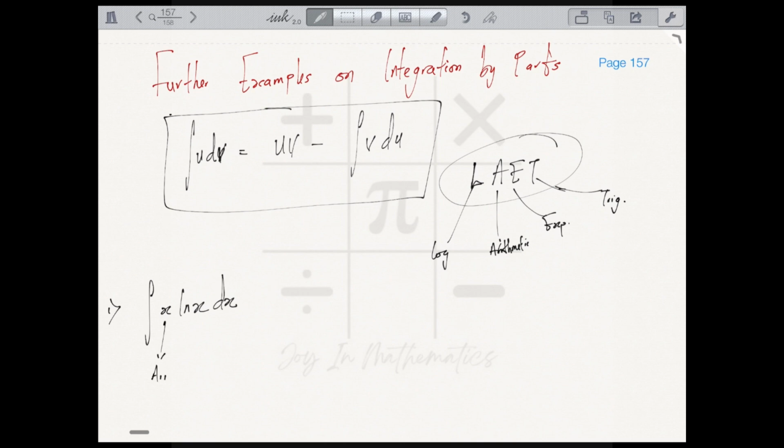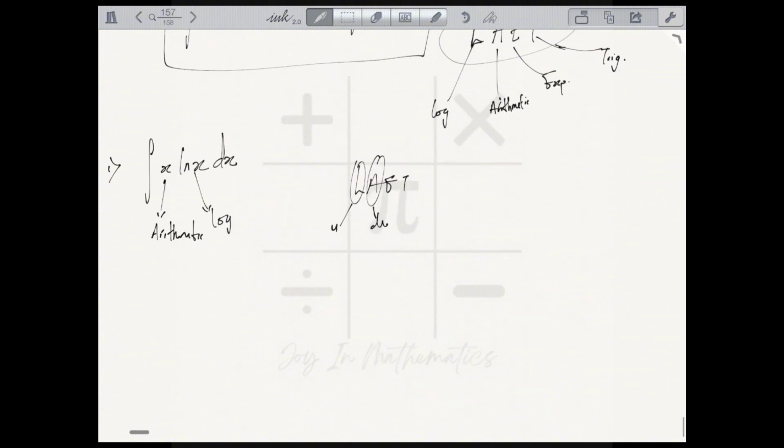x is arithmetic and ln x is logarithm. So if you pick LAET, then obviously our L comes first, which will be our u part, and our arithmetic comes second, which should be our dv part. So in essence, we are saying u is equal to ln x and dv is equal to x dx.